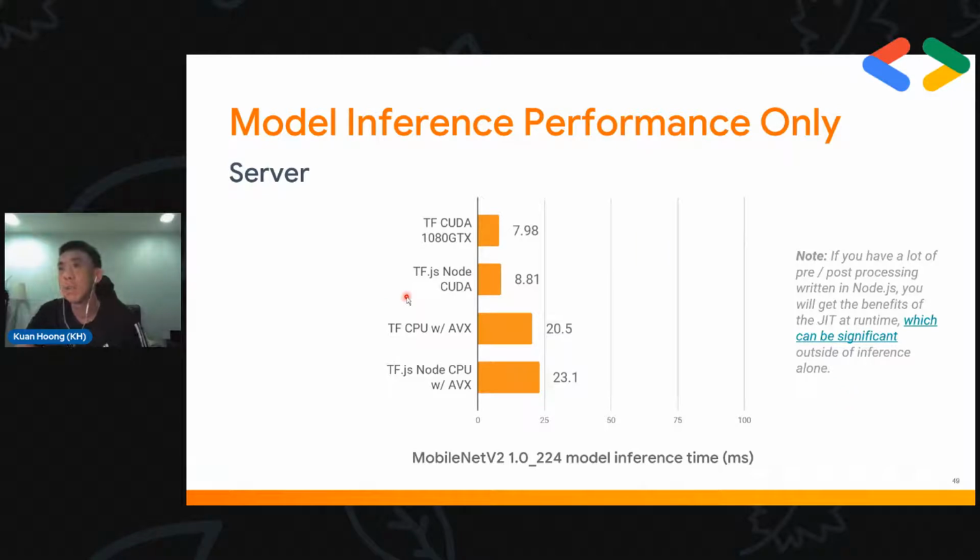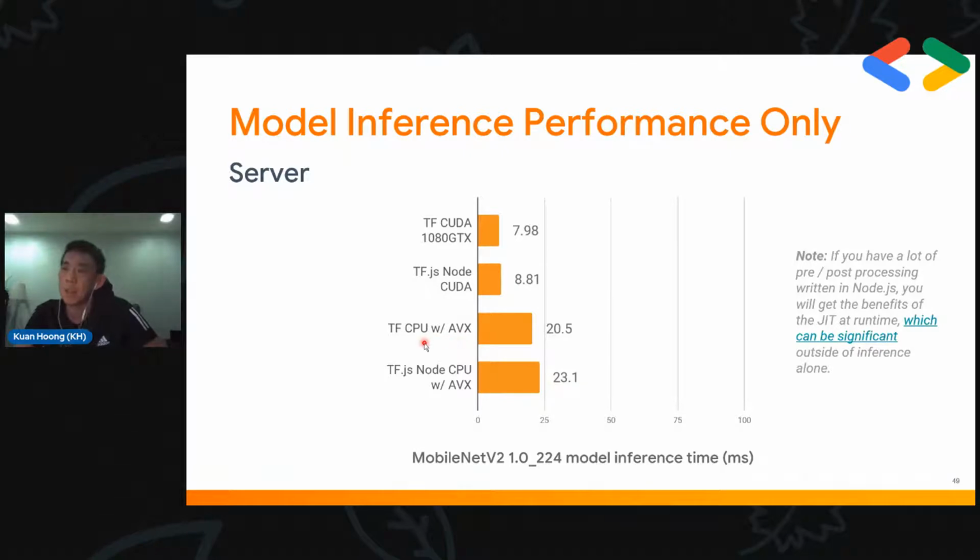Okay, so the good thing about running on the server side, of course, is that the server provides much more processing power that you need. If I run on this CUDA, which is this GPU card, running on the 1080 GTX, the processing time takes about 7.98 milliseconds. Compare if I run as TensorFlow.js node CUDA, the difference is about 8.81 milliseconds. So the difference is not very big if I run it at the server side.